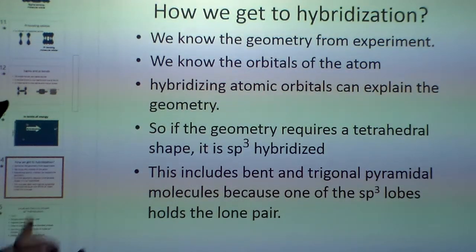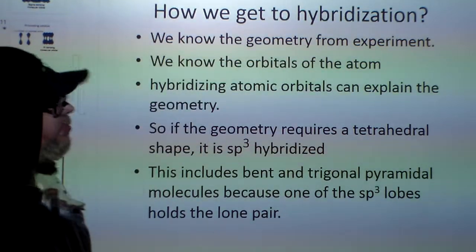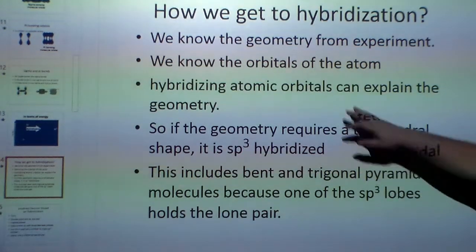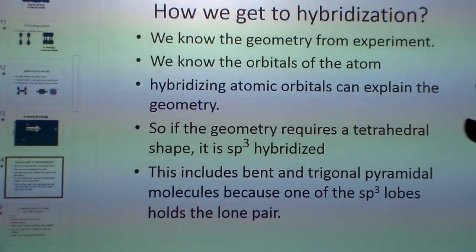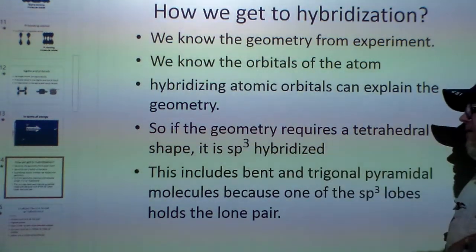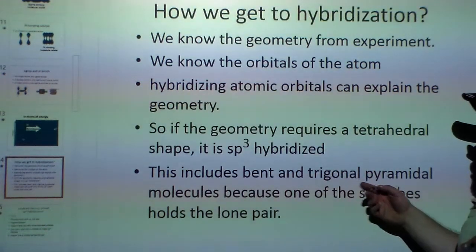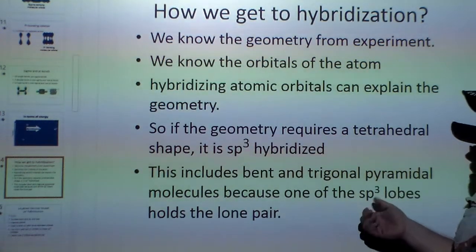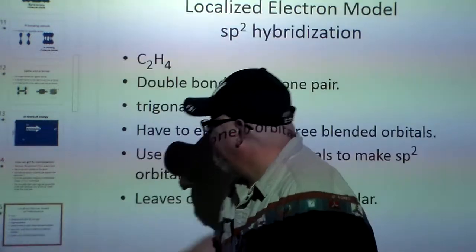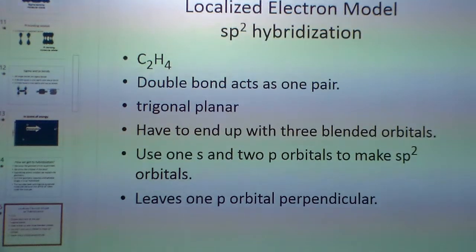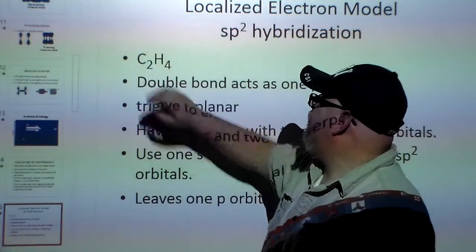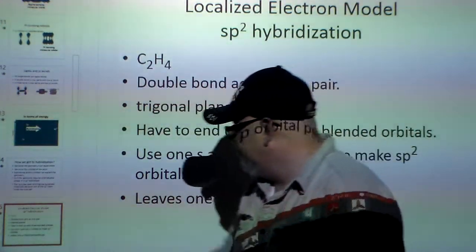Now, how is it that we get to this hybridization? Well, we know the geometry from the experiment. We know the orbitals of the atom. And hybridizing atomic orbitals can explain the geometry. So if the geometry needs a tetrahedral shape, it is sp3 hybridized. That does include bent and trigonal pyramidal molecules, because one of the sp3 lobes will hold the lone pair. So, localized electron model, the sp2 hybridization, again, same concept for the C2H4.